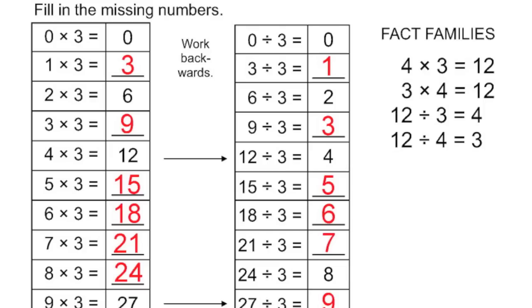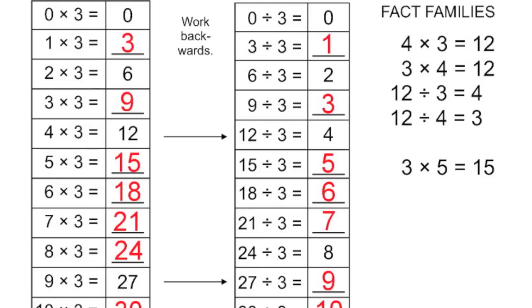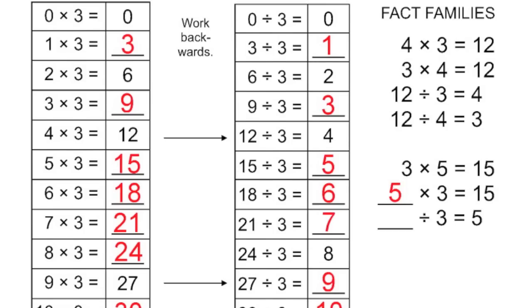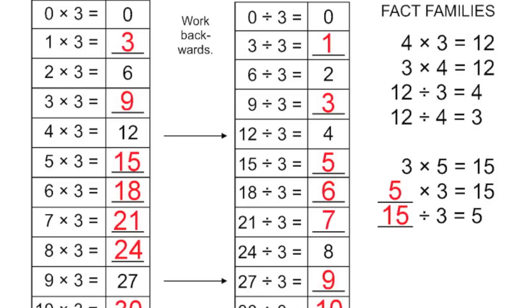Alright, I want you to do the same thing. I want you to pause this video and deal with a fact family of 3, 5, and 15. Alright, so 3 times 5 is equal to 15, and 5 times 3 is equal to 15. Something divided by 3 has got to equal 5. Again, it's 15. And 15 divided by 5 is equal to 3.